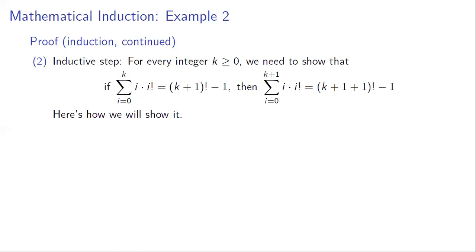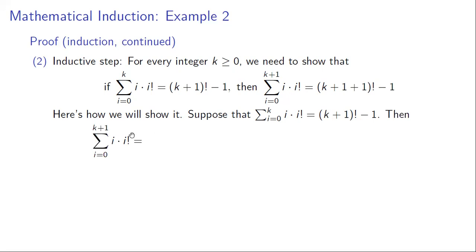So here's how we'll do it. Suppose that the if part is true, right? Suppose that the sum from i equals 0 through k of i times i factorial is equal to (k+1) factorial minus 1. We have to show what happens. We have to show that the sum from i equals 0 through k+1 of i times i factorial is in fact equal to this. Okay, so let's figure it out.